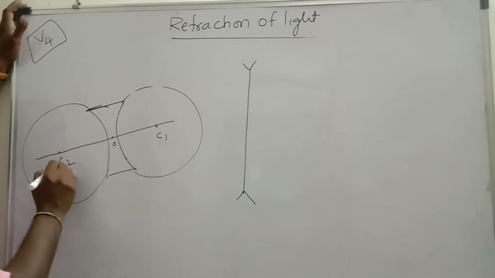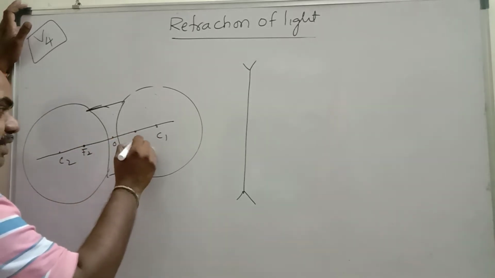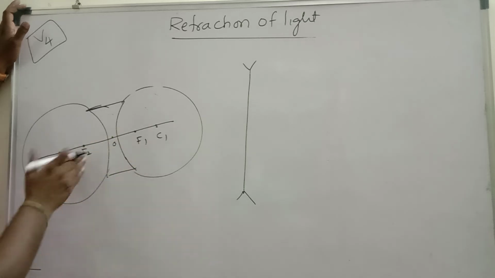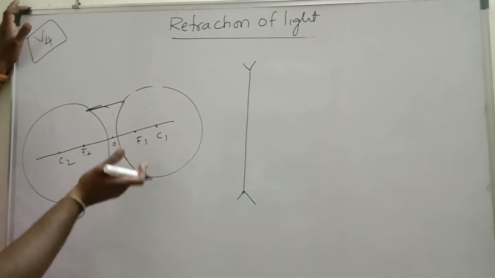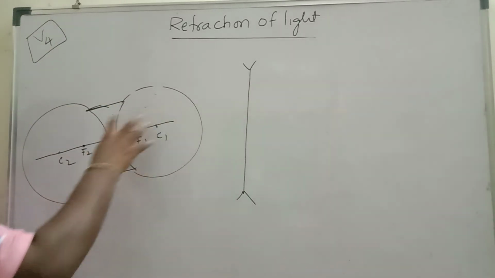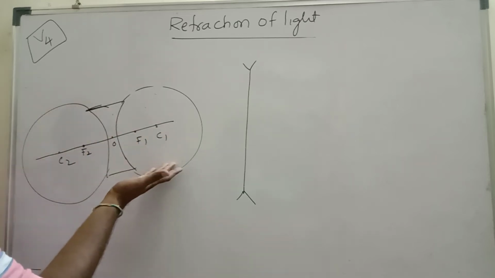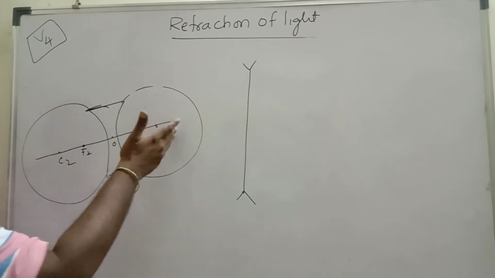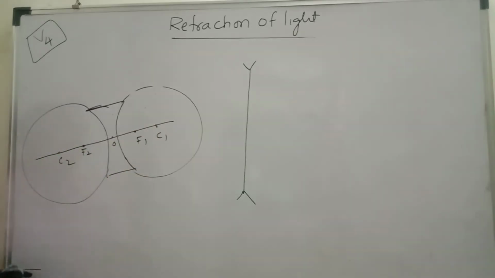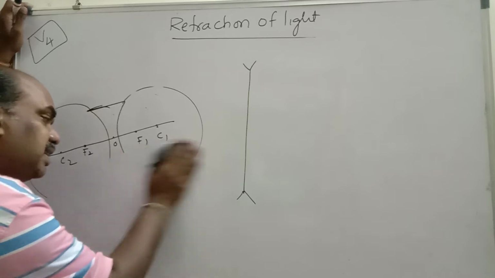The midpoint between optic center and center of curvature, this is F2. The midpoint between O and C1, this is F1. You can write F1 this side, F2 this side, C1 this side, C2 this side, as you wish, no problem, because it is a symmetric lens. Both are extracted from the same size of sphere. For a convex lens, wherever you place the object, the image forms on the other side. For a concave lens, simple: wherever you place the object, the image also forms on the same side.